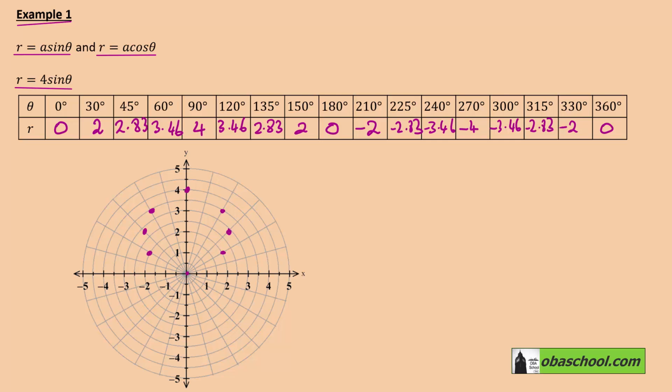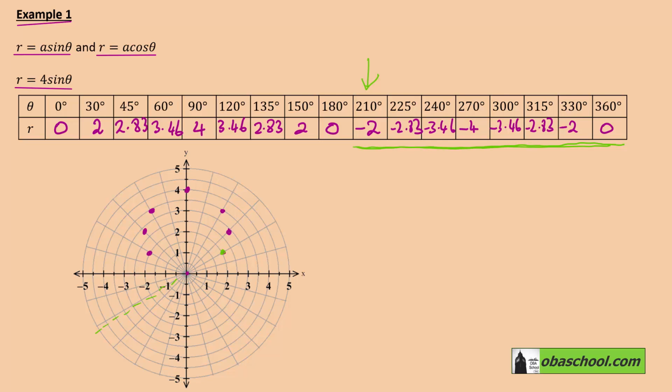Now for the negative values of r, in some courses you may find that negative values are not counted, so you don't plot them at all. But in this course, we're going to treat negative values in the following way. We have 210, negative 2. Now, 210 is along this line just here. But because it's negative 2, we say it's 2 in the opposite direction. So it actually lands back on that other point.